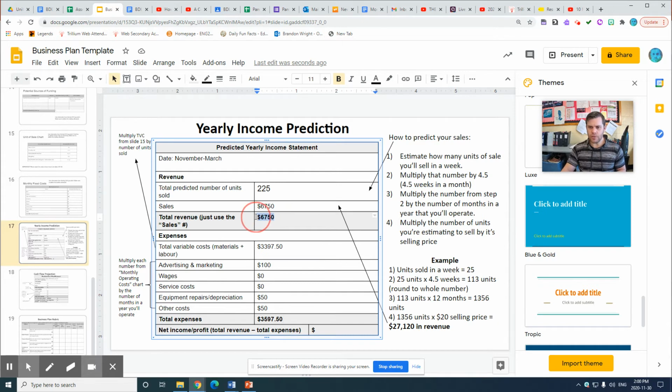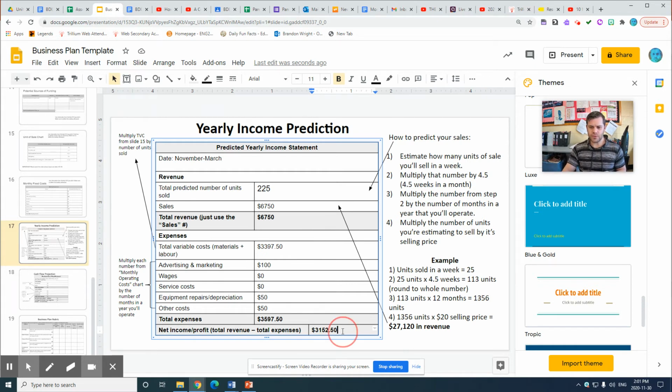So this is how much I'll earn, but this is the number before my costs are calculated. And these are my costs. So let's figure out what my net income or profit is. I take total revenue and subtract total expenses. So $6,750 minus $3,597.50, and that gives me a number of $3,152.50. So I'm expecting to pocket $3,152.50, just over $3,000 in profit, which is pretty good for 5 months of work.